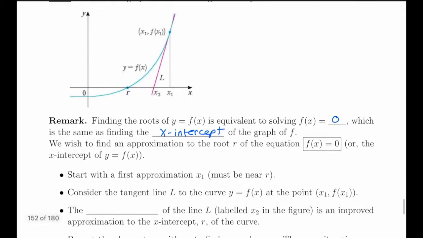So let's summarize what Newton's method does. Start with your first approximation x1, and it must be an educated guess, so it must be kind of close to r. We'll figure out how to do that with an example later. So in this case, this is your educated guess that's near the x-intercept, r. The next step is to go to the curve whose x value is x1, that's here, and then draw a tangent line going through that point. Now, the x-intercept of that tangent line is called x2, and that's an approximation to the x-intercept of your curve.